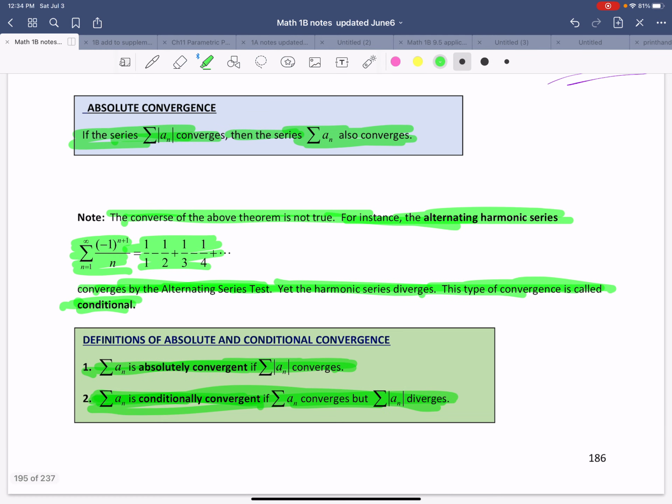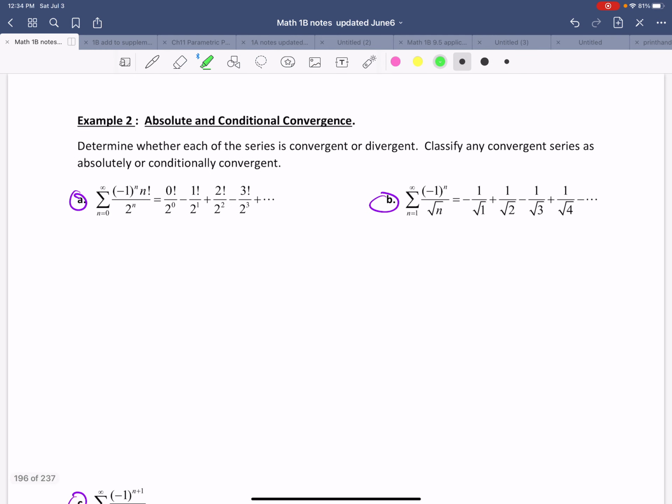So let's check out a couple of examples of absolute convergence and conditional convergence for alternating series. For part A, we are given a series, negative 1 to the nth power, n factorial over 2 raised to the power n. And we are looking for absolute or conditional convergence.